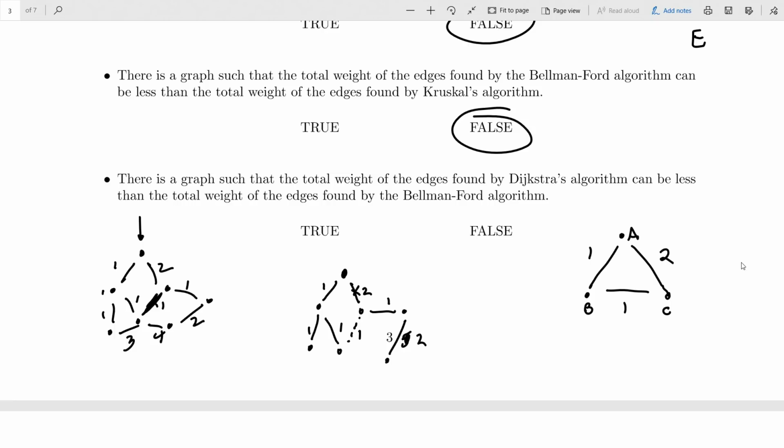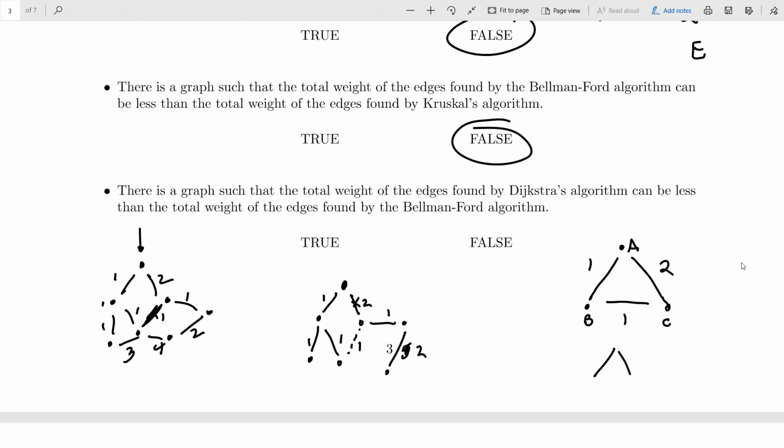Okay, so one shortest path tree would be A to B and A to C, with total edge weight 3. So that's a minimum spanning tree because the shortest path from C back to A is of length 2, no matter how you go. The shortest path from B back to A is 1, no matter how you go. So you get a total weight of 3.